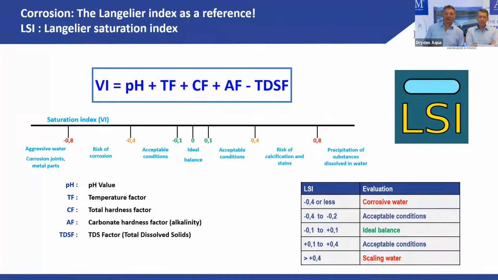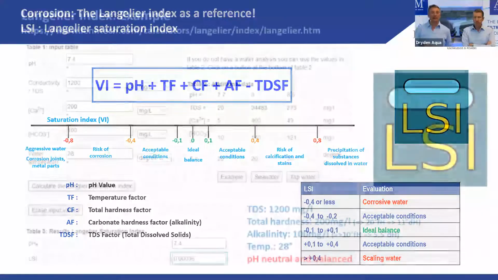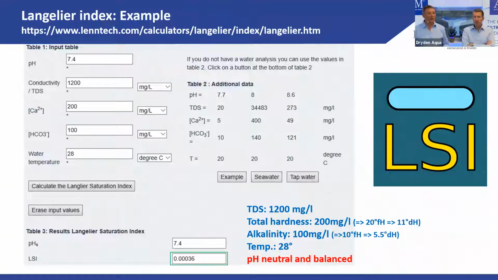Okay, let's make some examples. And again, ideally you want to be in this range. Up to minus 0.4, it's acceptable. If you go lower than this, you get an aggressive water. But if you want to take this.